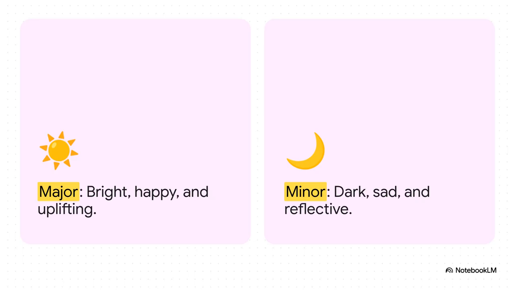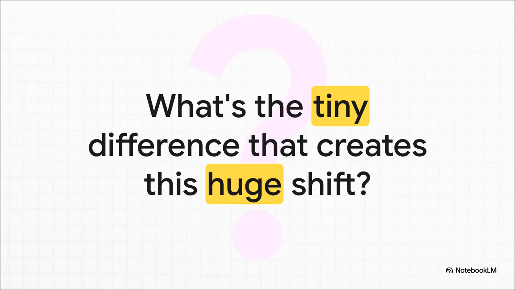Major chords, those are your bright, happy, uplifting sounds. Like a big, soaring pop song or that classic Here Comes the Bride feeling. But minor chords, well, they have a totally different vibe. They feel heavier. They can sound dark, a little sad, maybe more thoughtful. So what is it? What's the tiny little switch that flips music from happy to sad, from joy to reflection? It seems like it would be something really complex, right? Well, you're probably going to be surprised by how simple it actually is.